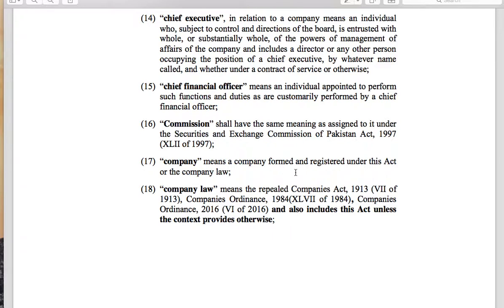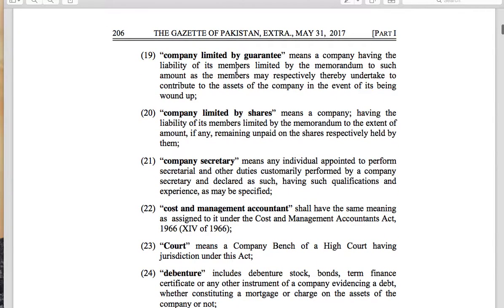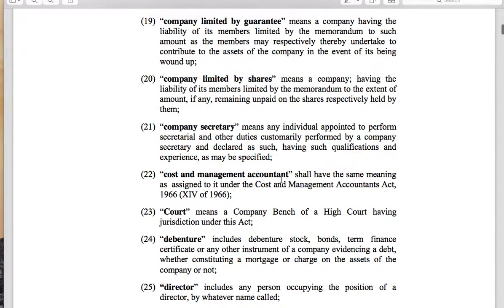Company law includes the previous Acts of 1984 and 2016, and this one also. Then the company can be limited by guarantee, or limited by shares. Company secretary has also been defined, so the responsibility of all the secretarial work and the compliance of this company law is primarily of the company secretary. The cost and management accountant can also audit your accounts if your paid up capital is less than 10 million.